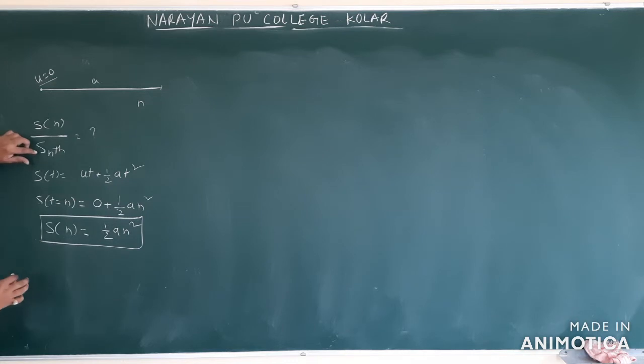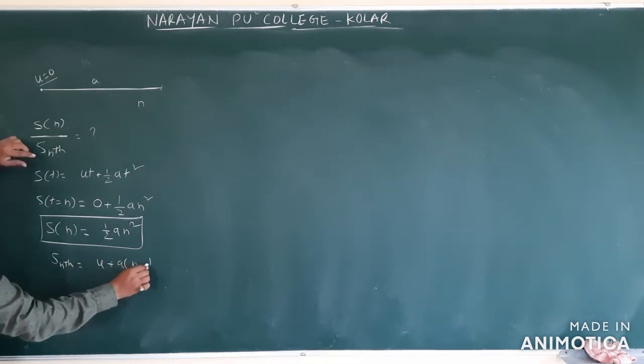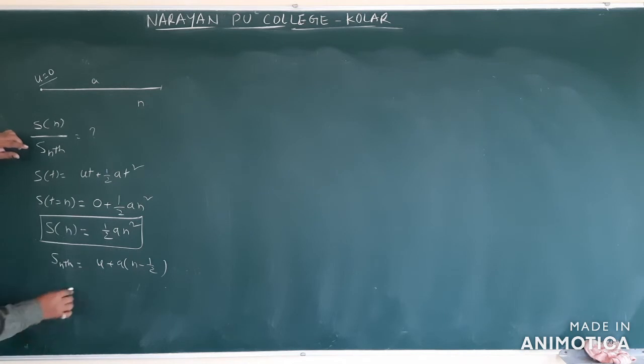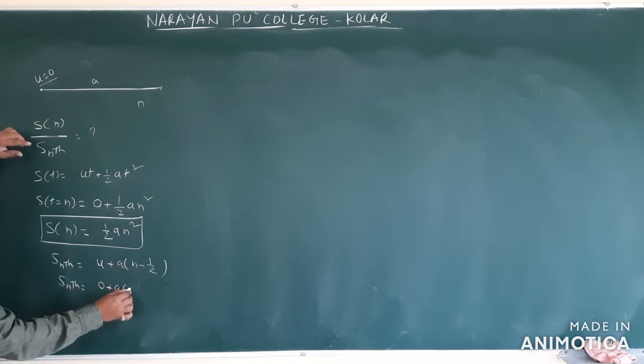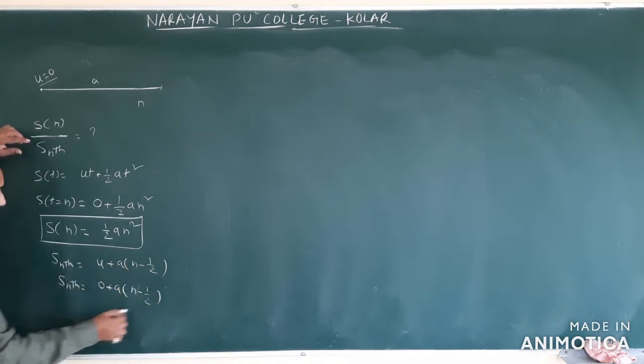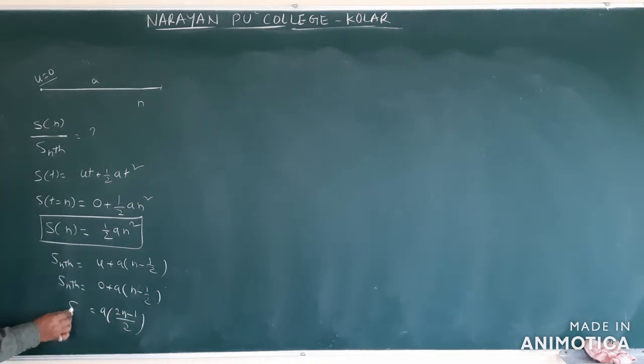Next, distance covered in n seconds, or displacement covered in n seconds. What is the formula? Distance covered in nth second is u plus a into (n minus 1) by 2. So for n seconds, distance or displacement means 0 plus a into n, which is n only here. Therefore, a into n minus 1 by 2, a into (2n minus 1) by 2. This is distance, or displacement, in the nth second.